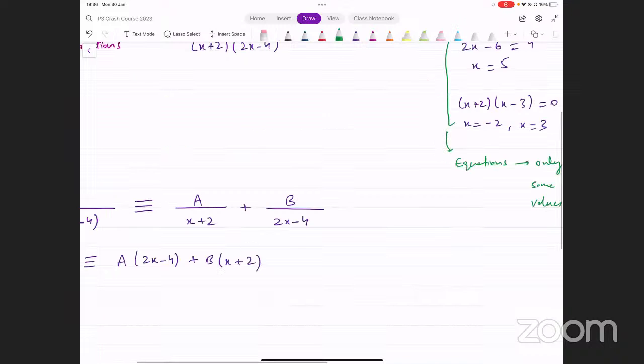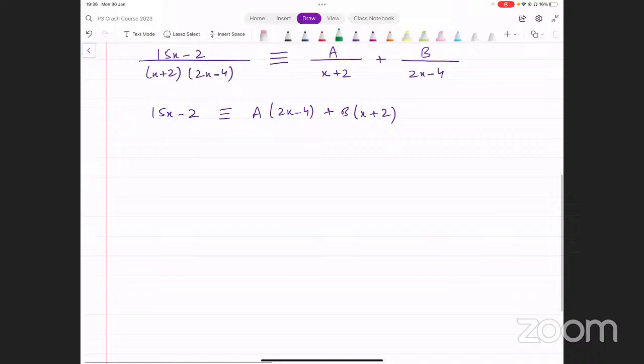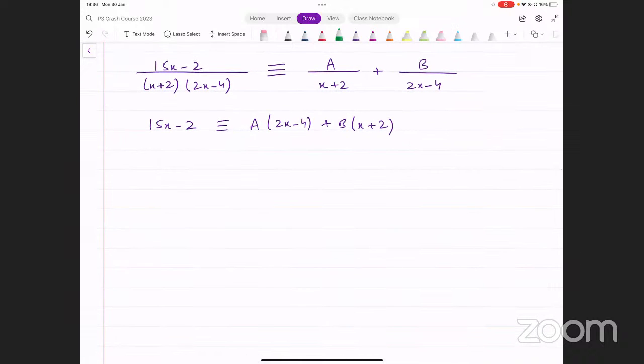So remember what I said here. An identity is something that's true for all values of x. So we could actually input any value of x in this expression that we want, and the left-hand side would be equal to the right-hand side.